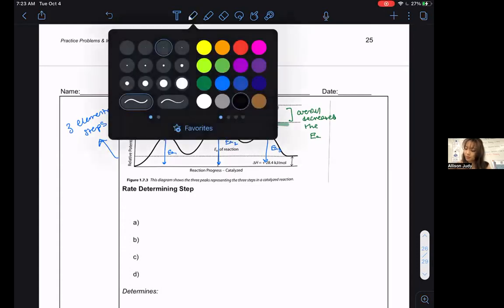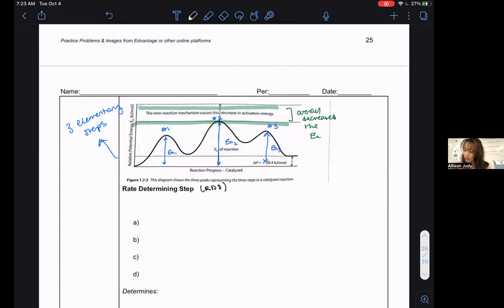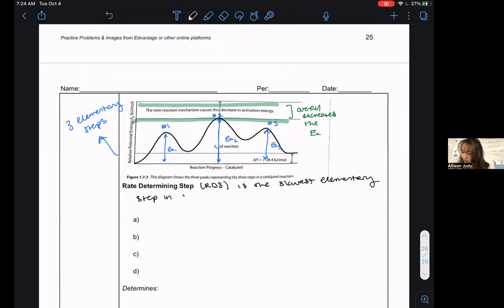So the rate determining step, also known as RDS, is the slowest elementary step in a reaction mechanism that determines the rate of reaction. And I should say the overall rate of reaction.